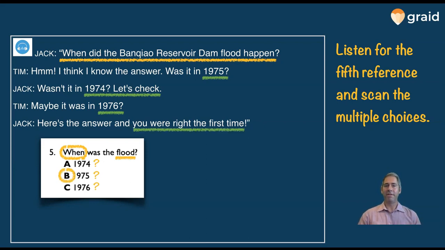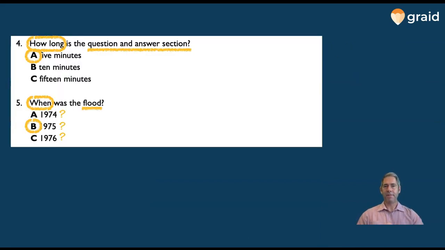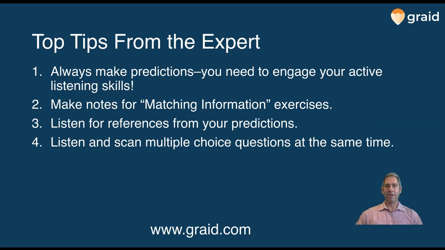But Jack confirms it at the end when he looks up in his book and he says, "Here's the answer. You were right the first time." Now, this is a difficulty. You had to remember what was the first reference or the first year or the first answer that was given. That was 1975. Definitely of the 5 different questions, this one was the most difficult. Okay, but hopefully you got it right. And the answer, when was the flood? 1975.